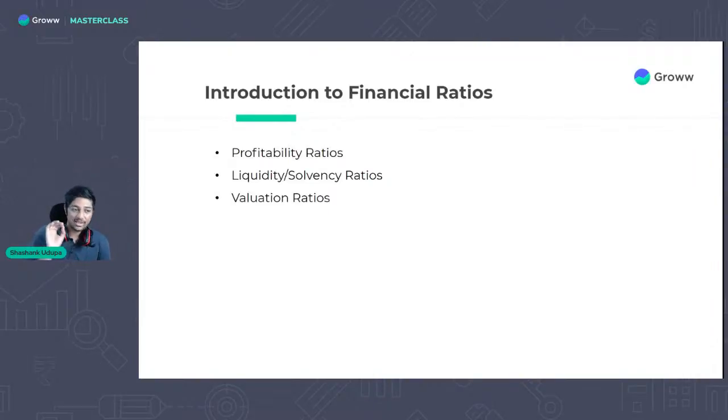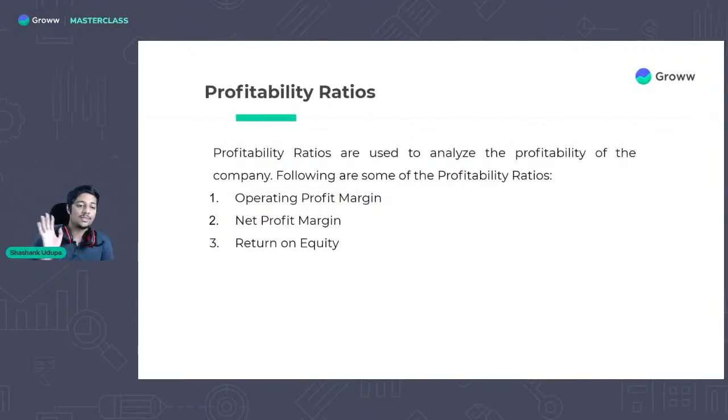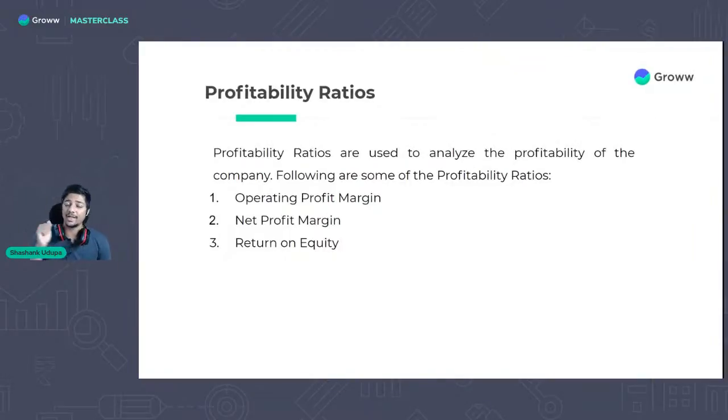Okay, so we will look at each of them one by one so that we understand how to analyze a particular stock. Now, profitability ratio is very simple. We only have three things in profitability ratio. One is operating profit margin, one is net profit margin, and one is return on equity. Very simple, three things. Now I'll show you where to find these three things also.